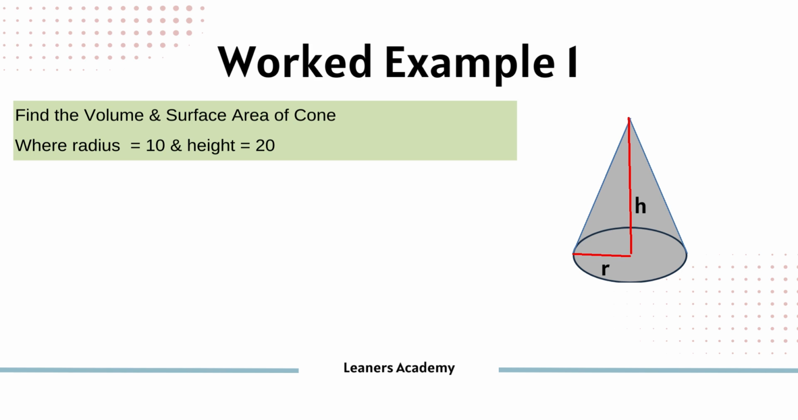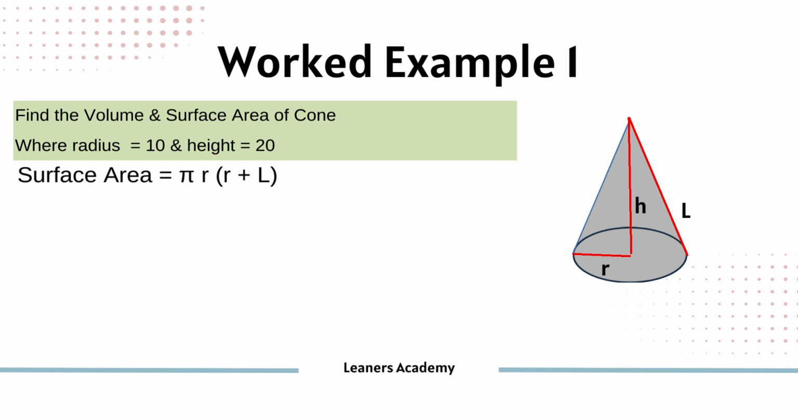In this example, we are given the base radius and height of the cone, and we are to find the volume and surface area of the cone. Formula for the volume of the cone is 1/3 into pi into r square into h. By putting the value of r and h, which is already given, we get the volume of the cone as 2093.33. For surface area, we have the formula pi into base radius into sum of base radius and slant height.